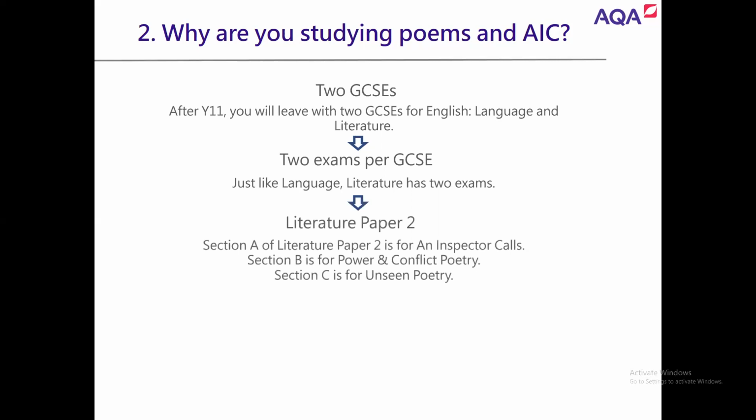And on literature paper 2, section A is going to be An Inspector Calls, section B is going to be power and conflict poetry, and section C is going to be unseen poetry. So essentially you're preparing for that paper.